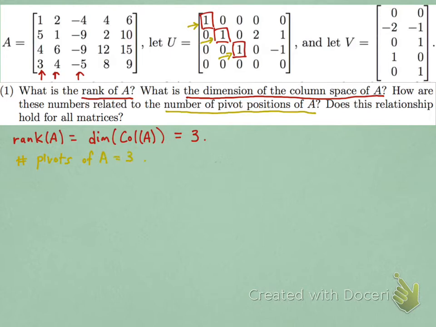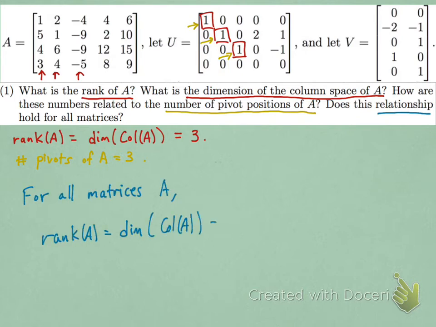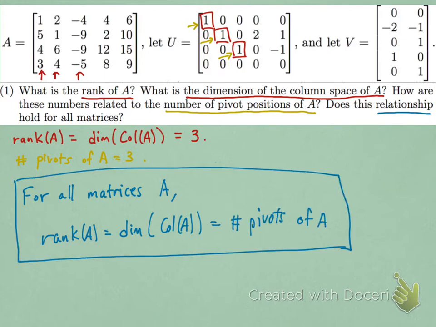Now this is exactly equal to the number of pivots of A, right? Because we just needed to see where the pivots are to form a basis for the column space of A. And this happens in general. For all matrices A, the rank of the matrix is equal to the dimension of the column space, which is equal to the number of pivots.